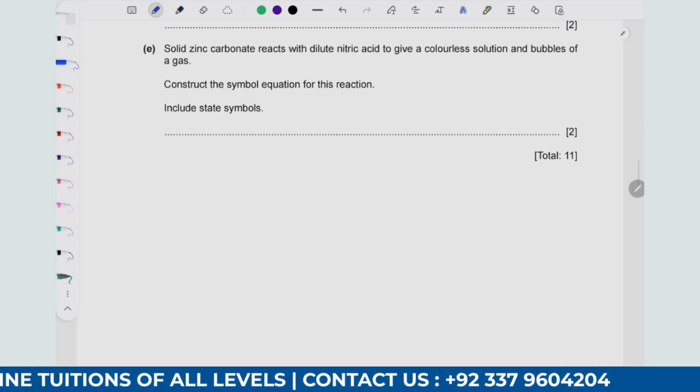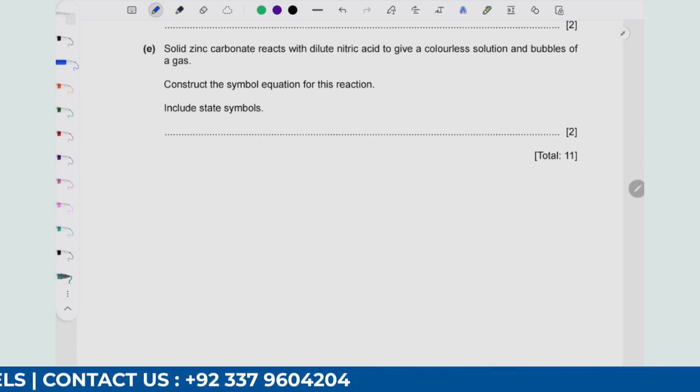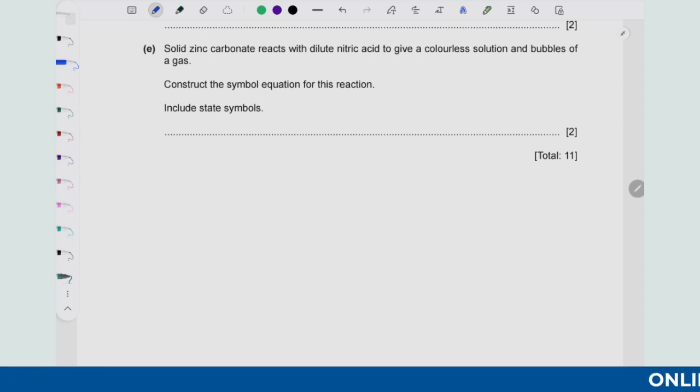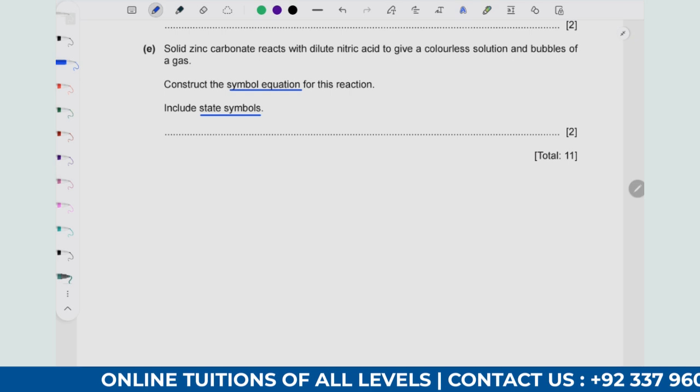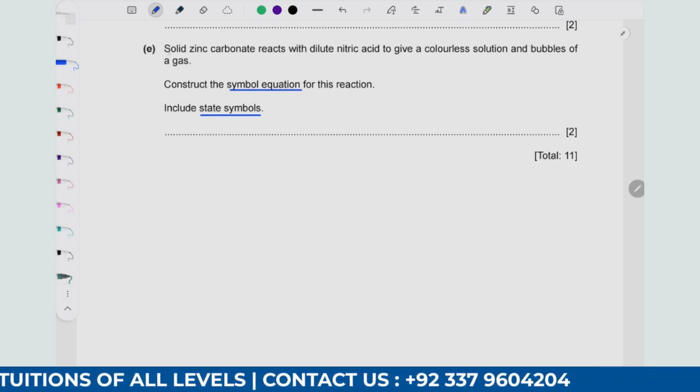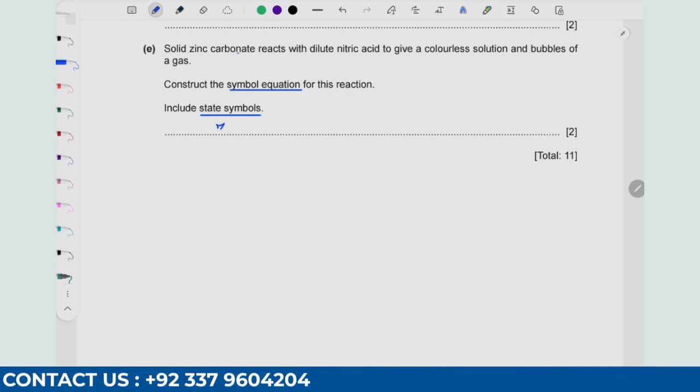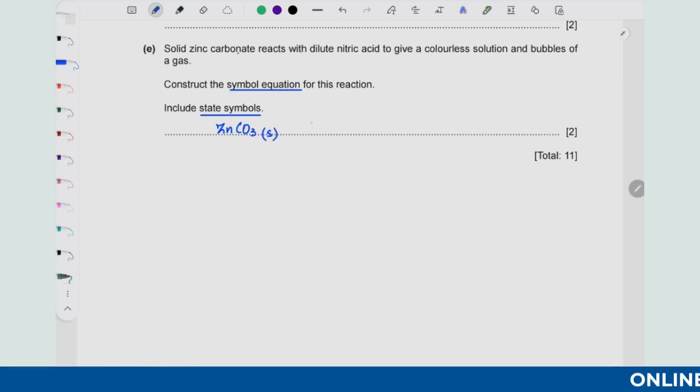Part E is saying that solid zinc carbonate reacts with dilute nitric acid to give a colorless solution and bubbles of gas. Construct the symbol equation for this reaction. Include state symbols. Now you also have to include the state symbols. So let's go into it. Solid zinc carbonate means that ZnCO3, and it is a solid. It's reacting with dilute nitric acid.